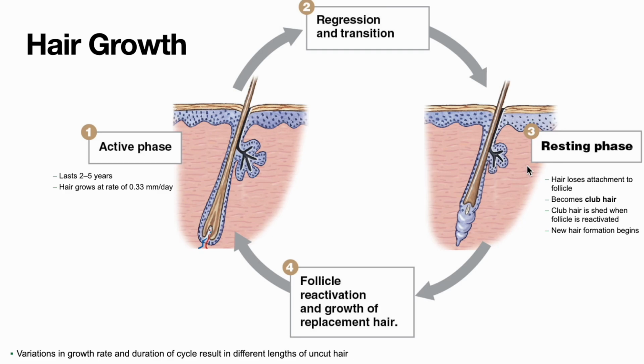So it's typical to lose every single day about 80 to 100 hairs as a result of this club hair loss. More than that would be unusual, but that can happen due to stress or changes in diet or changes in hormone production due to, say, pregnancy or puberty. So you will see some variation in this growth rate or growth cycle depending on age and depending on what's happening in that person's life.